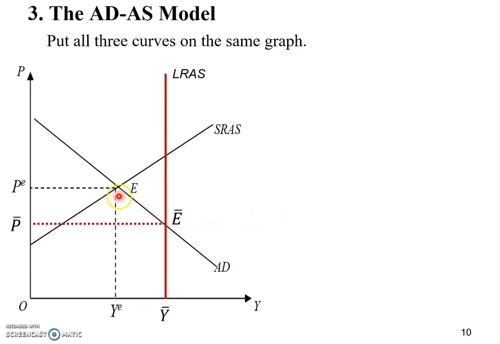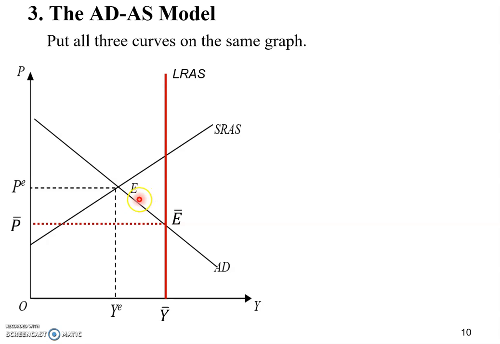Now, how could we explain the difference between E and E bar? As we already mentioned, E bar is for the long run and E is for the short run, because this is an intersection between the aggregate demand and short-run aggregate supply, right?